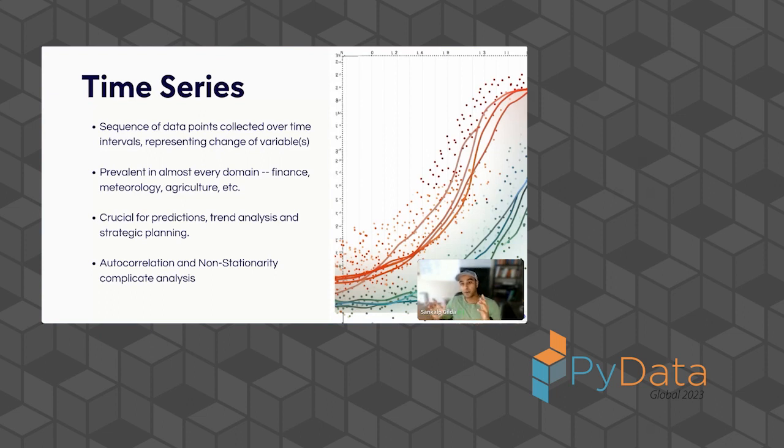Analyzing time series poses unique challenges, namely autocorrelation, where data points are correlated with their past values. This complicates traditional methods of analysis. Non-stationarity, where statistical properties change over time. This could be mean, variance, kurtosis, what have you. This adds another layer of complexity. Analyzing and addressing these challenges is crucial for accurate forecasting and understanding underlying patterns, which is why time series analysis is usually a separate topic in and of itself from traditional IID data analysis.